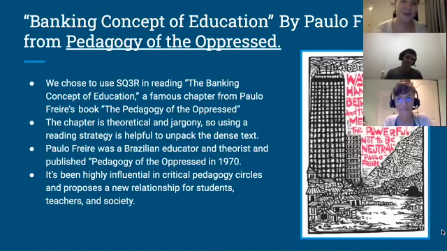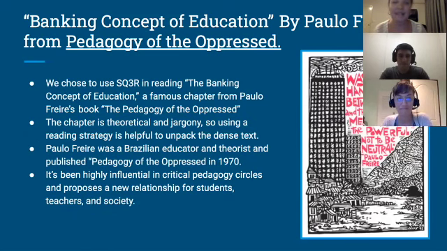Cool. So the reading that we chose is definitely a graduate level text. It's a chapter from Paulo Freire's Pedagogy of the Oppressed. And we chose this because it's dense, it's highly theoretical, it's very jargony. He's really influenced by Marx and Frantz Fanon, and so it's useful to have an active strategy when you're moving through a text like this to unpack its meaning.